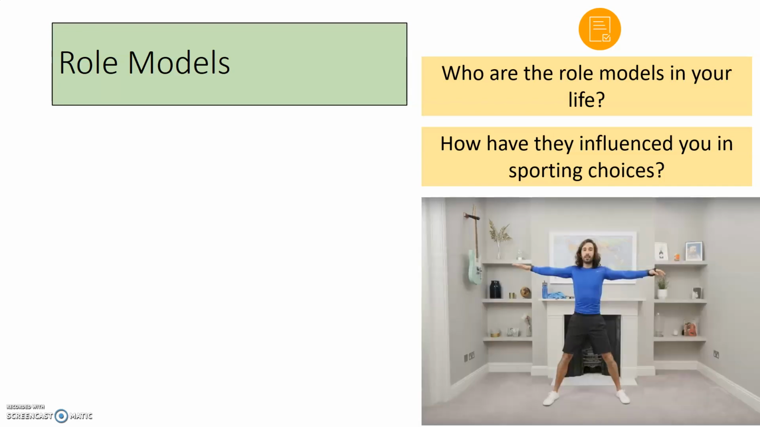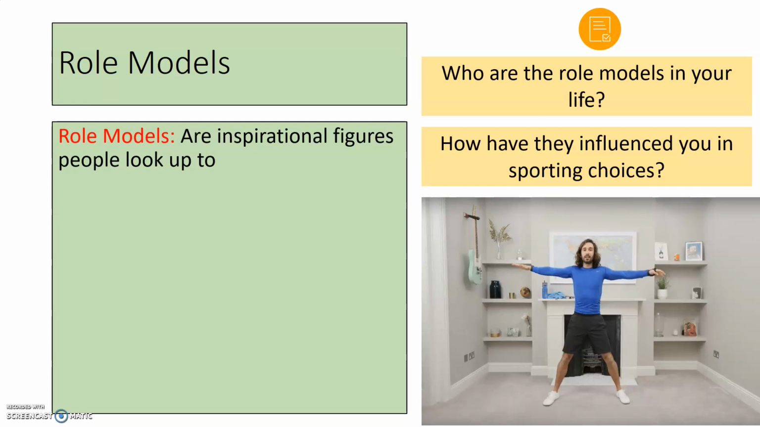Other good examples, if we think of lockdown, when we had to stay indoors for an extended period of time, people like Joe Wicks and other fitness personal trainers can provide that stimulation and that positive role model in being physically active. So ultimately, when we think of role models, we're talking about inspirational figures that people and groups of people look up to. And ultimately that, as I said before, can come from sports performers and personalities.